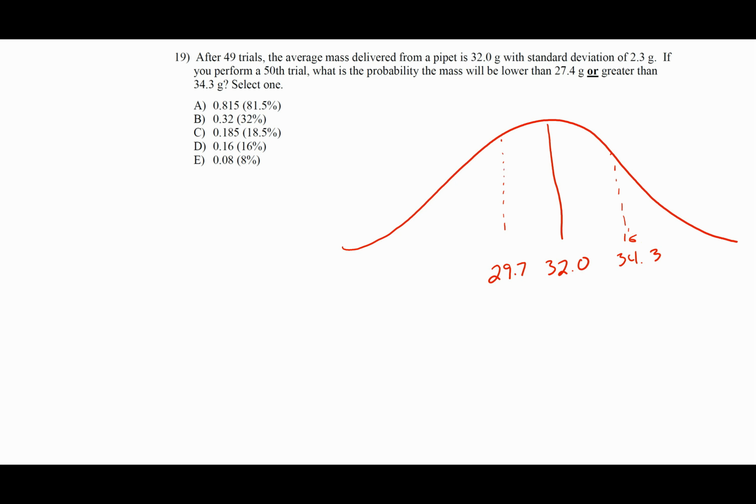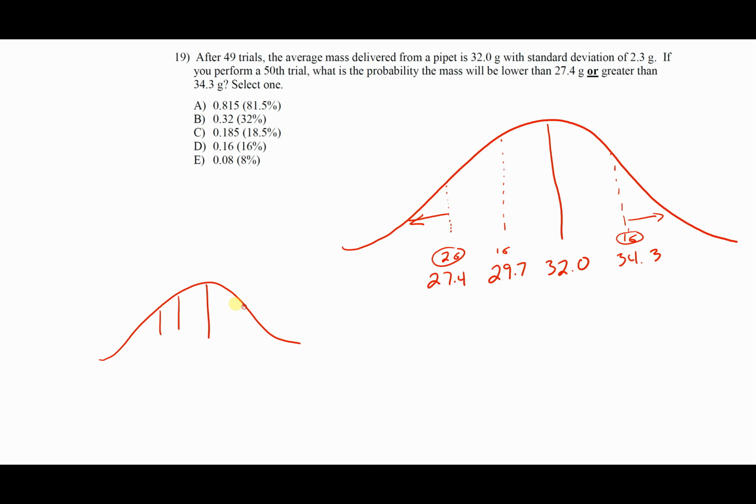29.7. That's minus 1 sigma. And let's do another one. Let's minus another 2.3, and we get 27.4. So this is 2 sigma. So we want to know everything under the curve this way and everything under the curve that way. Okay, let's break this up into 2 problems. One is 2 sigma to the left, and one is 1 sigma to the right. Okay, let's do the 2 sigma case.